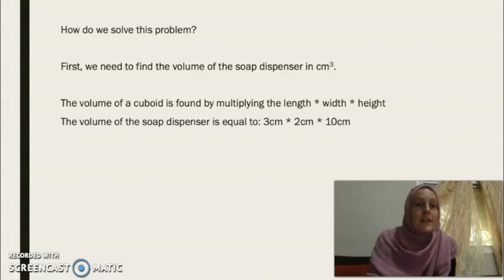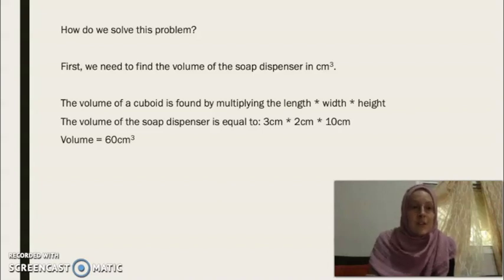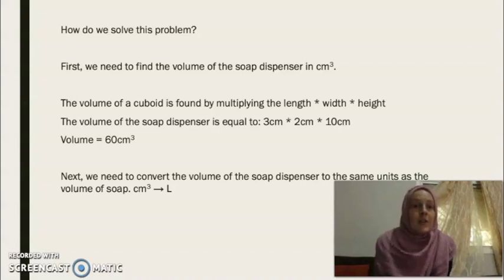Here you can see, if we fill in those values, the volume of the soap dispenser is equal to 3 centimeters times 2 centimeters times 10 centimeters. This gives us a volume of 60 centimeters cubed. Next, we need to convert the volume of the soap dispenser to the same units as the volume of the soap. This means that we need to go from centimeters cubed to liters. This way, all of our units will be the same.